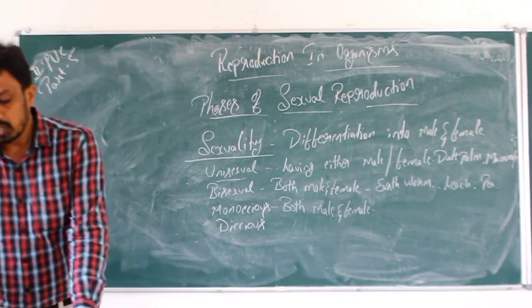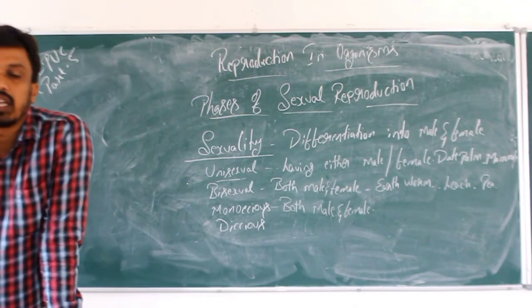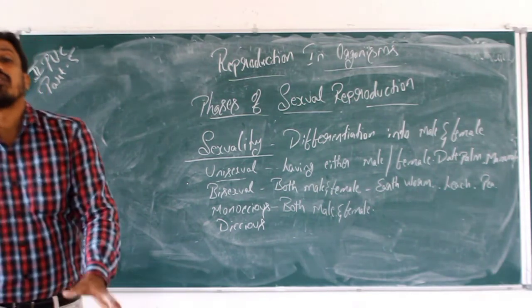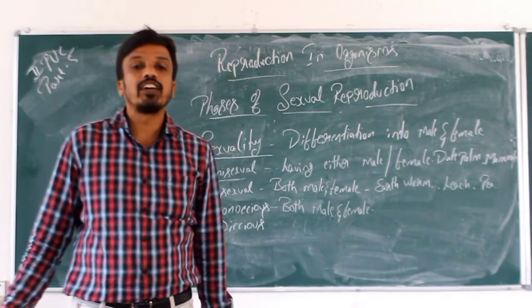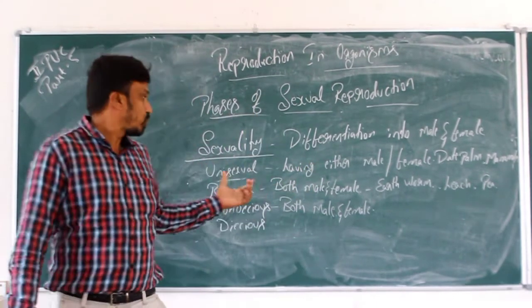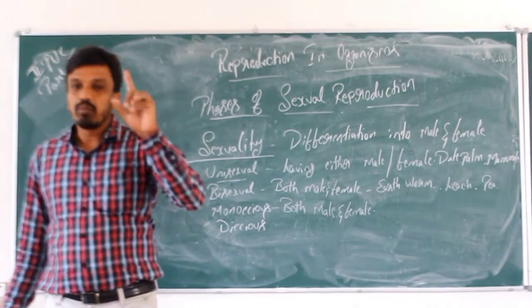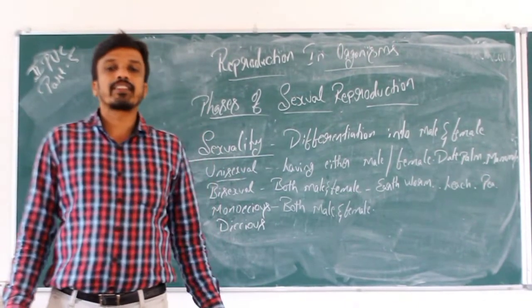Monoecious means they are going to have both male and female part, but their forms are present on different flowers. Different flower.